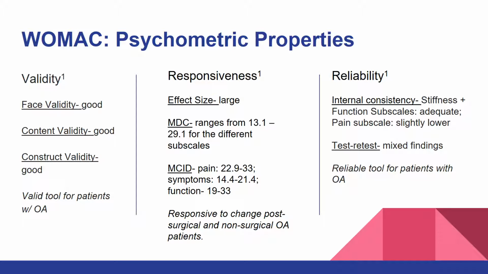The WOMAC is a valid tool for patients with osteoarthritis and shows good face, content, and construct validity. Face and content validity increased because the test was developed based on input from patients with osteoarthritis and academic rheumatologists and epidemiologists. The WOMAC is responsive to change post-surgical intervention and non-surgical intervention performed in patients with osteoarthritis. The WOMAC was also found to be reliable.